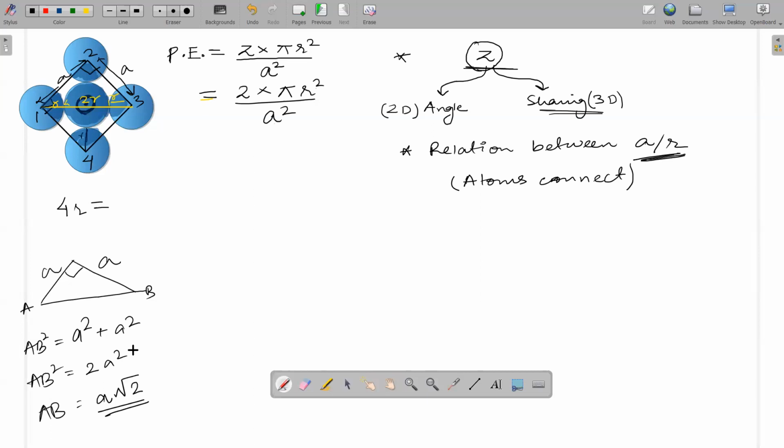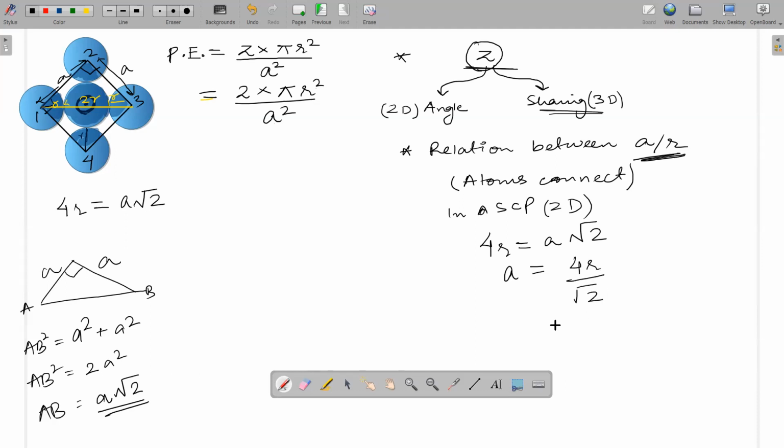Yes, sir. A root 2. So 4R is equal to A root 2. Correct? Now I will write it here: in square close packing, 2D, 4R is equal to A root 2. Now A is equal to how much? A will be equal to 4R upon root 2.